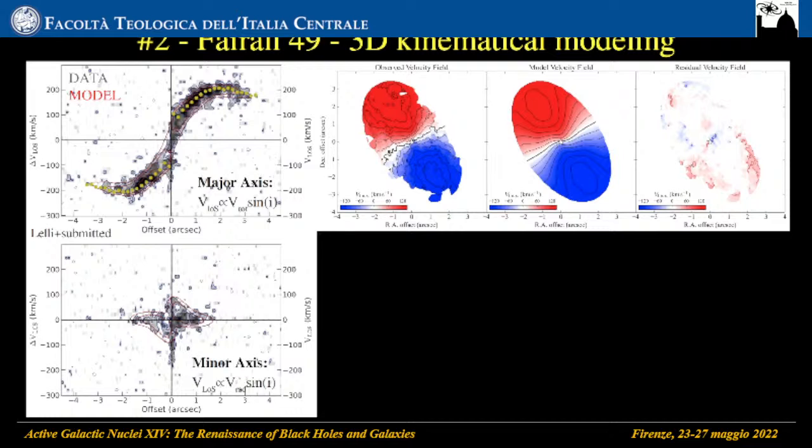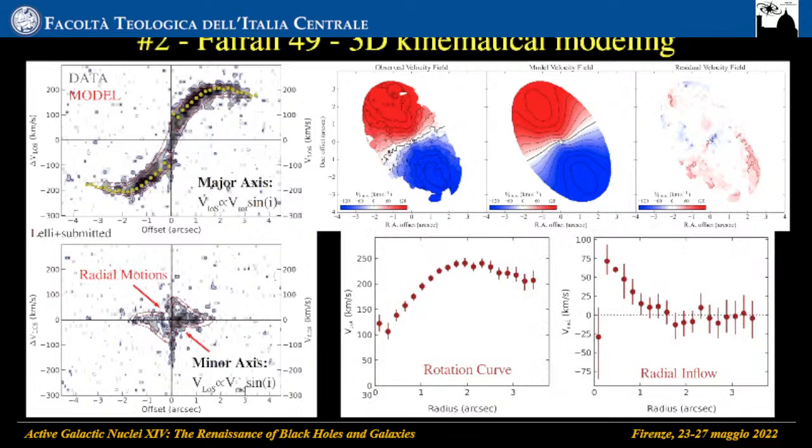Here, I'm showing also the minor axis. So the PV diagram along the minor axis, so along this direction. Because the minor axis is sensitive to radial motions in the disk. So in general, if you have no radial motions, here you should see a symmetric blob. But here you can clearly see that there is more emission in these two quadrants with respect to these two other quadrants. And this is the typical effect of radial motions. In fact, our model in red can nicely reproduce this asymmetry.